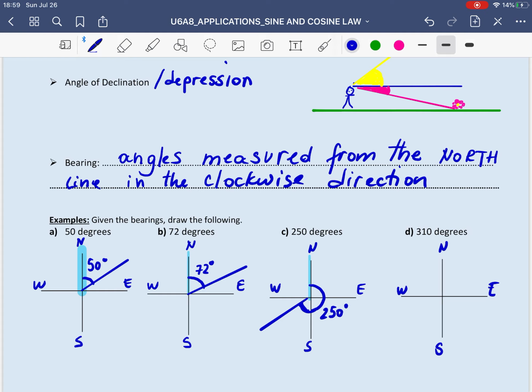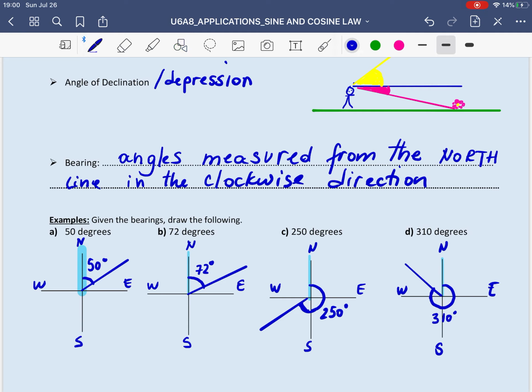For 310 degrees, again, north line. You may want to stop the video and try to do this on your own. And then we go 90, 180, 270. We stop there and we think we need 40 degrees to hit 310. And here we go. Okay.